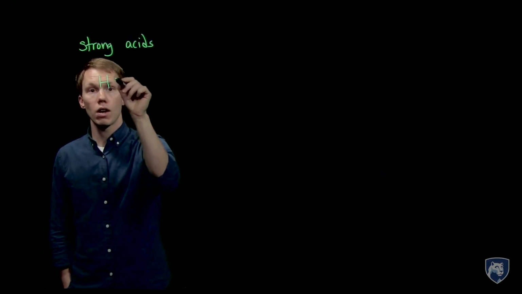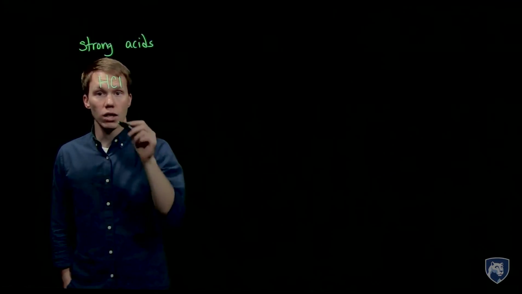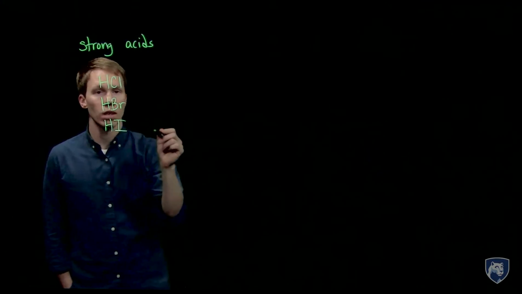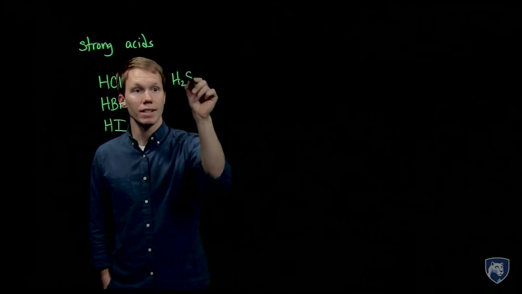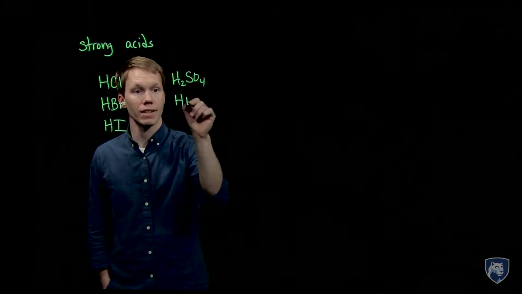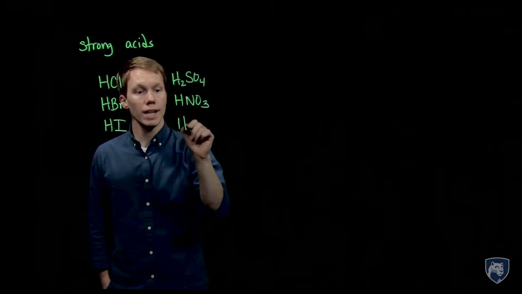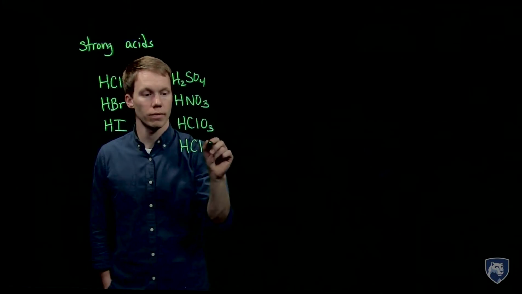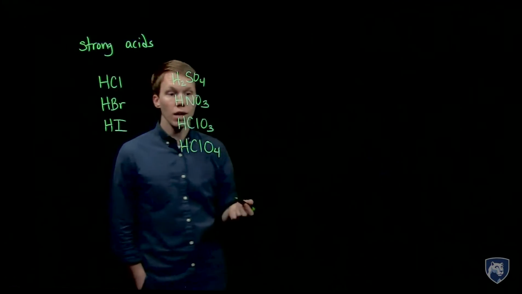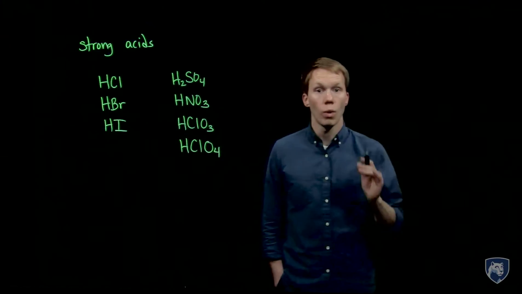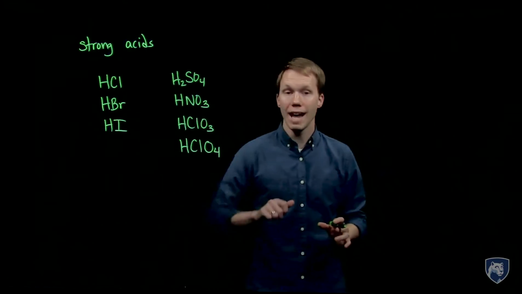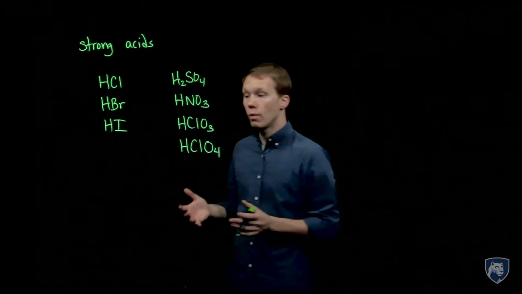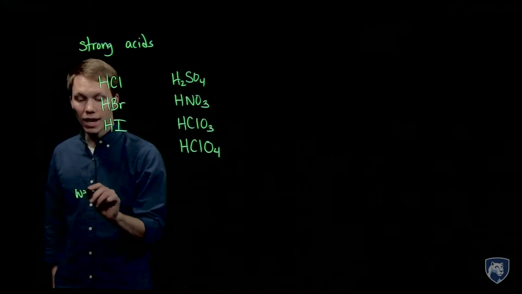There are, in the halogen column, HCl, HBr, and HI, sulfuric acid, nitric acid, chloric acid, and perchloric acid. So these 7 are strong acids and will completely dissociate. 100% of the molecular acids here will dissociate into ions in solution. Now, a weak acid is any other acid.